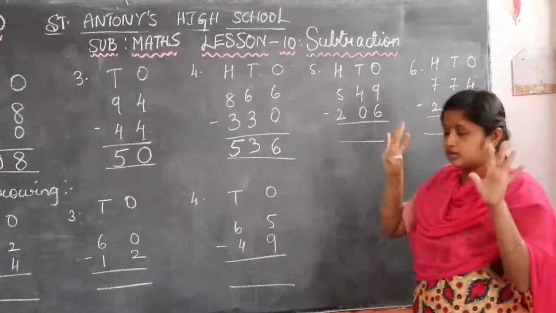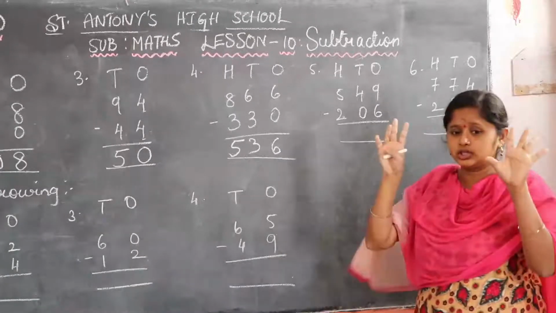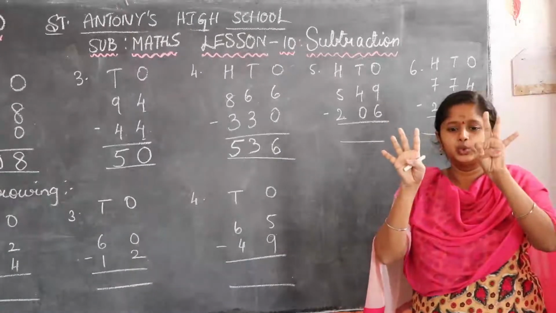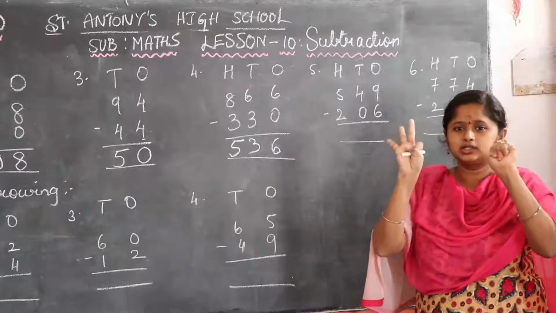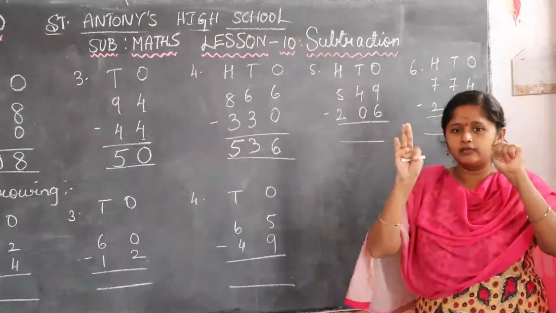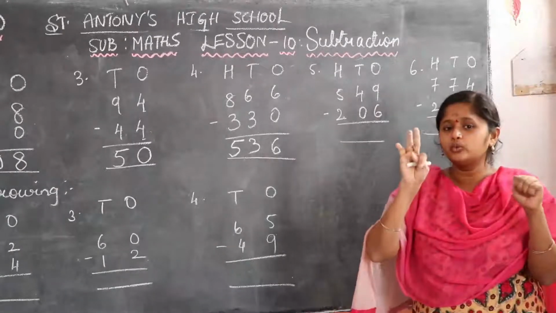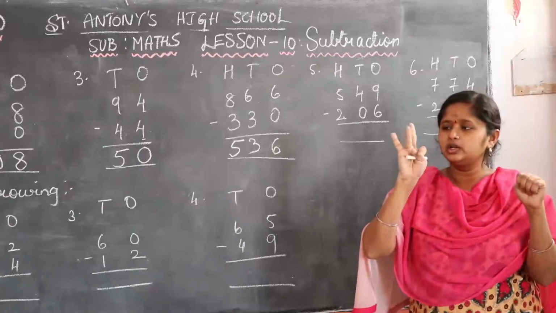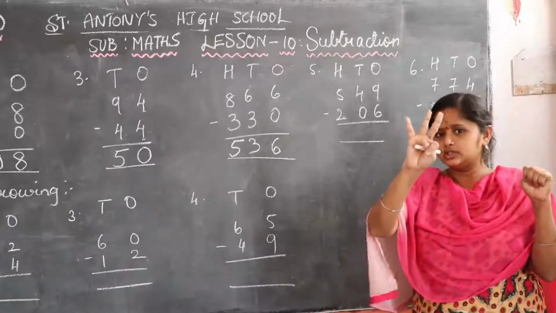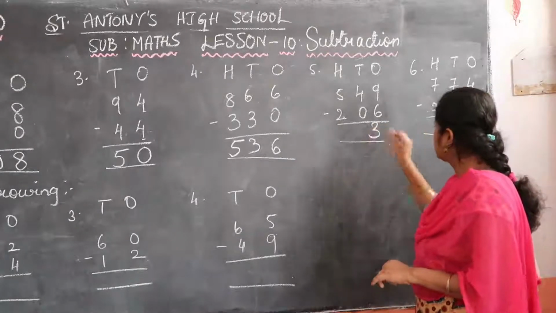How many fingers do you have to take, children? 9. So how much do you have to reduce? 6. 1, 2, 3, 4, 5, 6. 6 we have reduced. Yes, we have covered 6 fingers. So how much is left now? 1, 2, 3. So how much is left? 3. 9 minus 6 is 3.